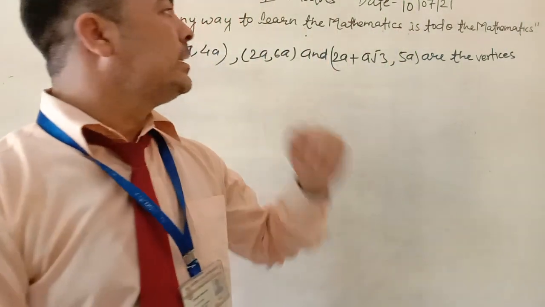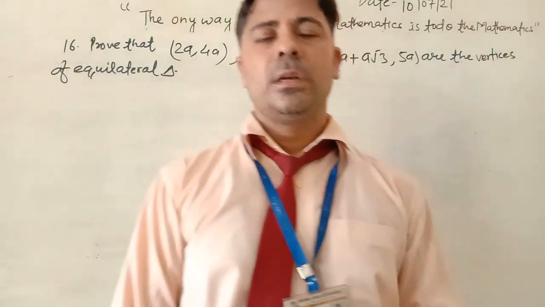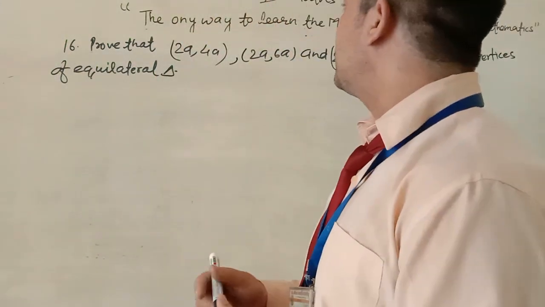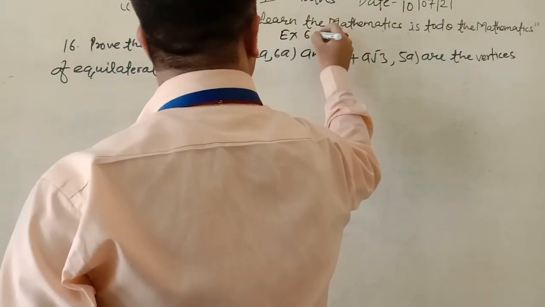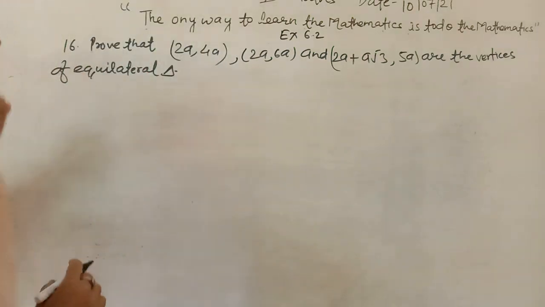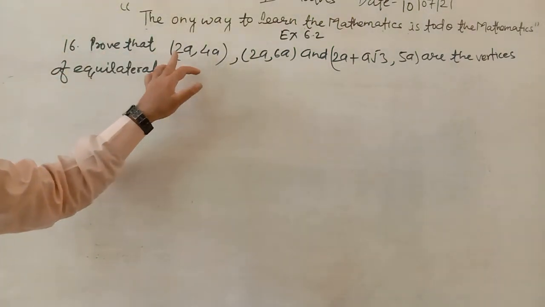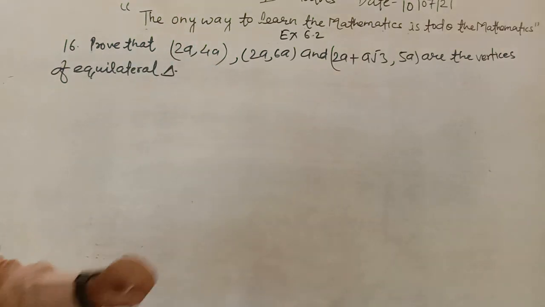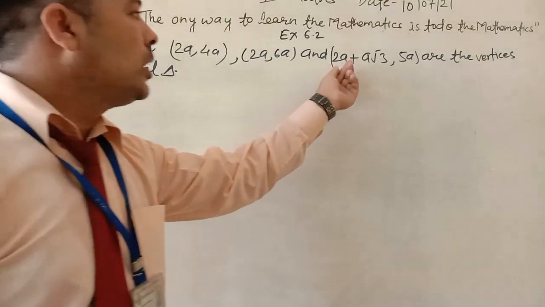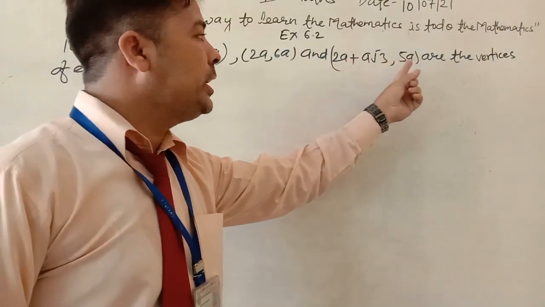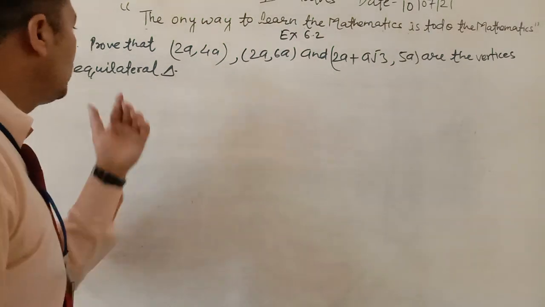Now today's date is 10th of July 2021. It is exercise 6.2 from coordinate geometry, question number 16. Prove that (2a, 4a), (2a, 6a) and (2a + a√3, 5a) are the vertices of an equilateral triangle.